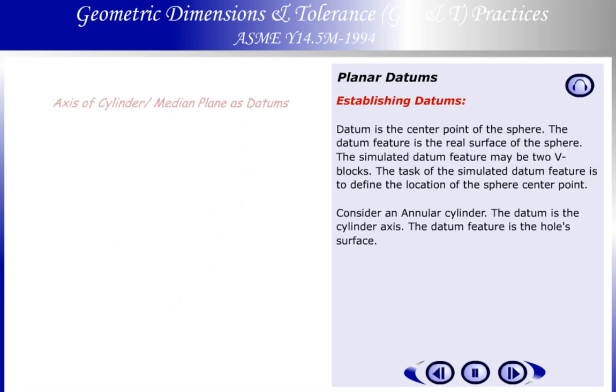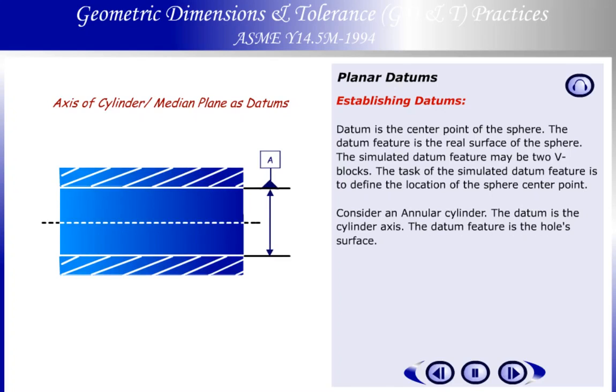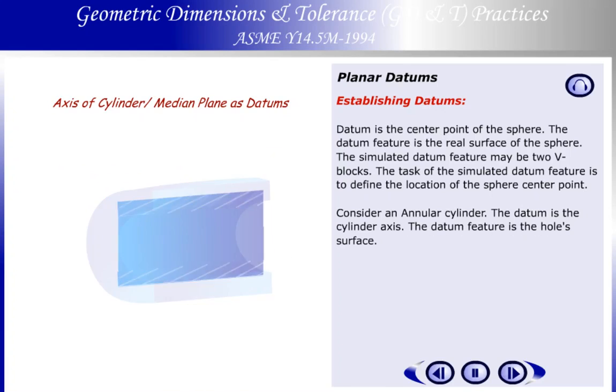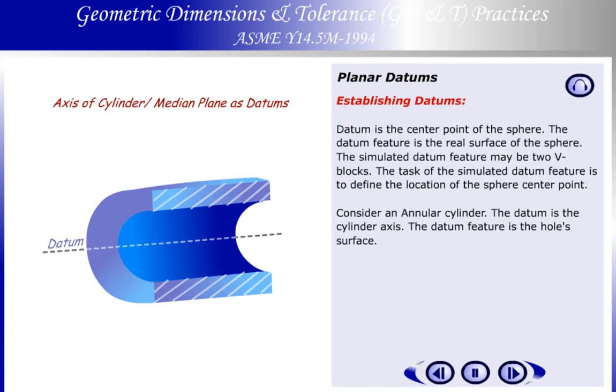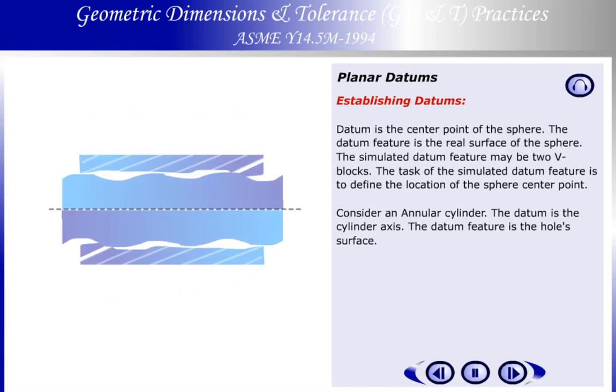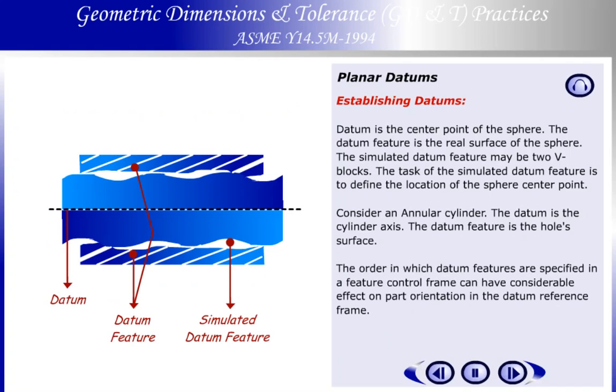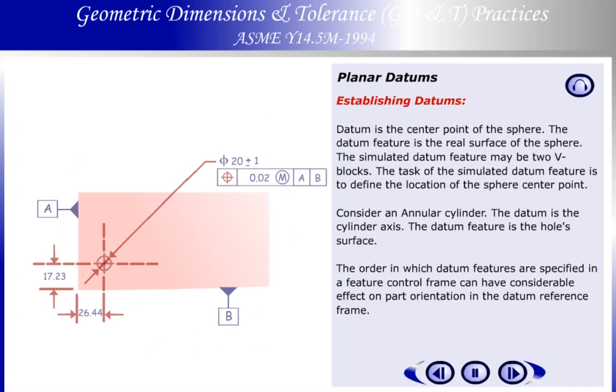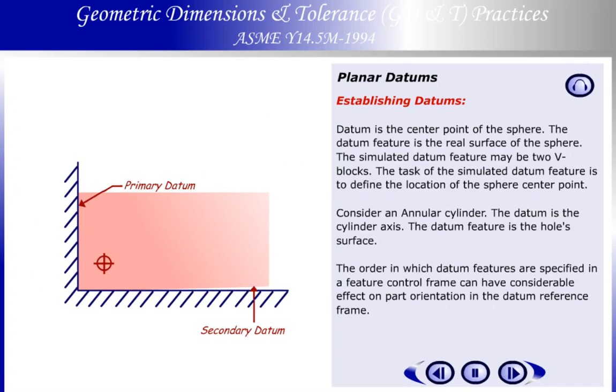Consider an annular cylinder. The datum is the cylinder axis. The datum feature is the whole surface. The order in which datum features are specified in a feature control frame can have considerable effect on part orientation in the datum reference frame.